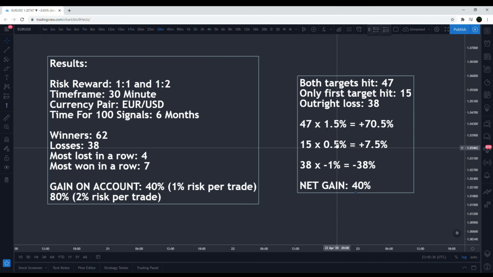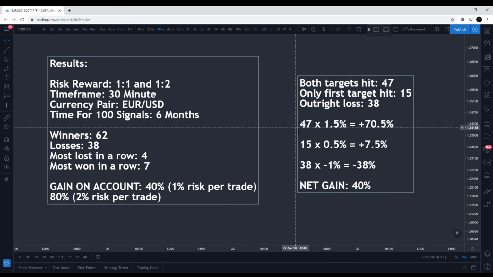So on the right side, I broke it down a little bit further, showing how if both targets were hit, there were 47 times where that occurred, 15 times where only the first target was hit and then it was stopped out for the rest, and then 38 times where it was an outright loss, not even the first target was hit. So here's the breakdown of how it's calculated.